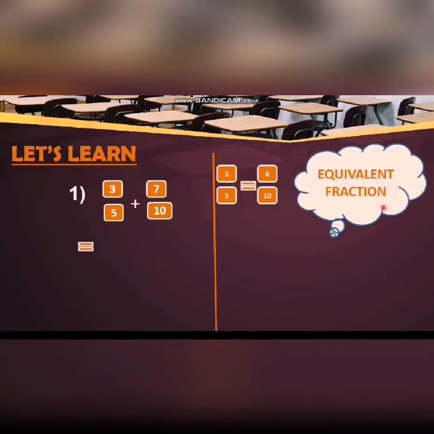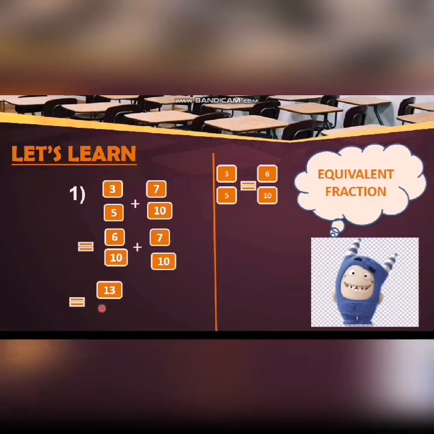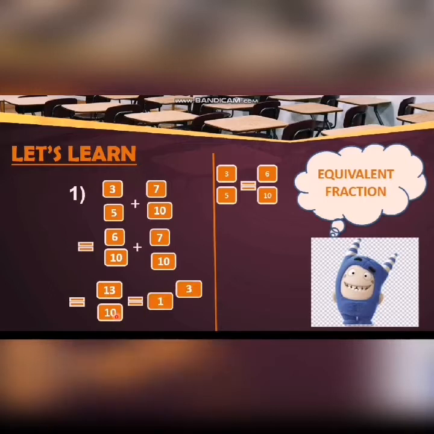This is an equivalent fraction. The equivalent fraction is used instead of the previous fraction, that is 3 by 5. Now we use 6 by 10 plus 7 by 10. Now we add 6 plus 7, we get 13 by 10. We just add the numerators. Now we put 13 inside and we divide it by 10. We get 1 whole 3 by 10. This is a mixed number.